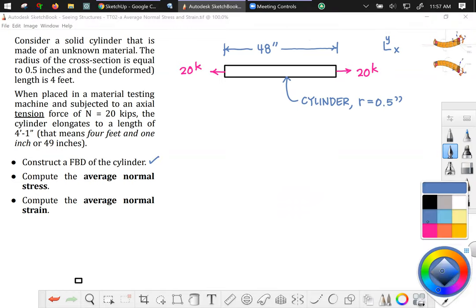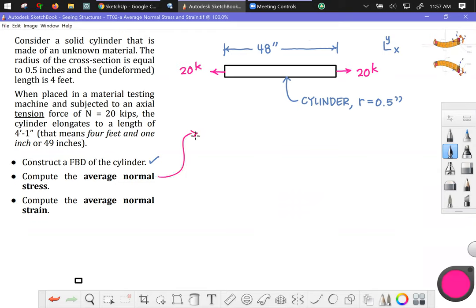Let's go to the next one: compute the average normal stress. We have learned this equation, sigma equals N over A, for the average normal stress. You don't often see the average subscript. You're welcome to use it if you would like, but it's often not there.